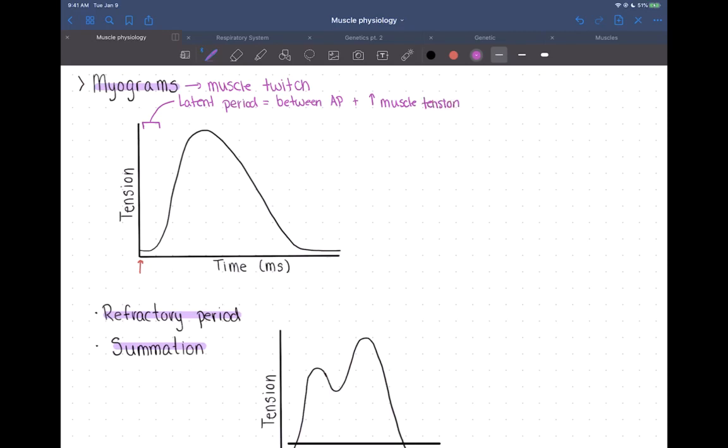Then from there we have the period of contraction. That starts at the end of the latent period and goes all the way to this peak here before it starts to travel back downwards again. This is called the contraction period.